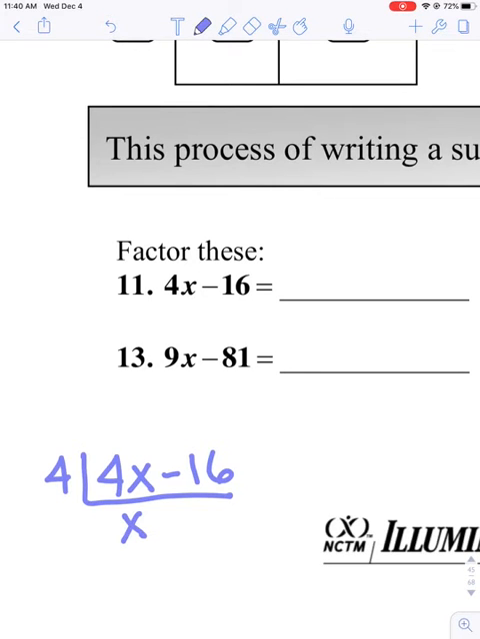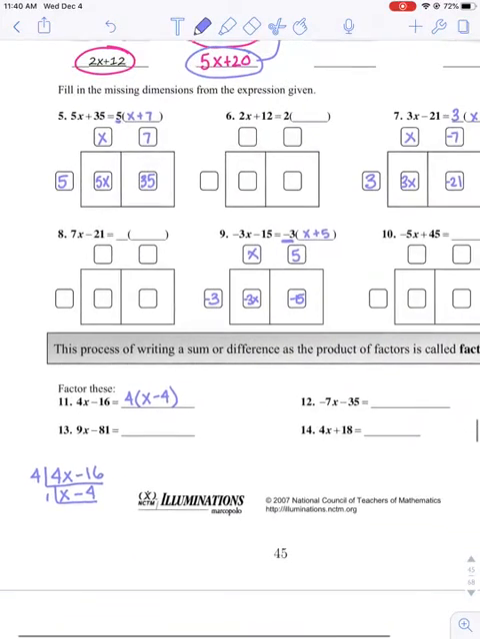4x divided by 4 is x. Negative 16 divided by 4 is negative 4. And then I'm done. I can't reduce it anymore. This tells me that a 4 will go on the outside and an x minus 4 will go in the parentheses, because that's what's at the bottom of my cake. Go ahead and pause the video and try the rest of these 3 problems.